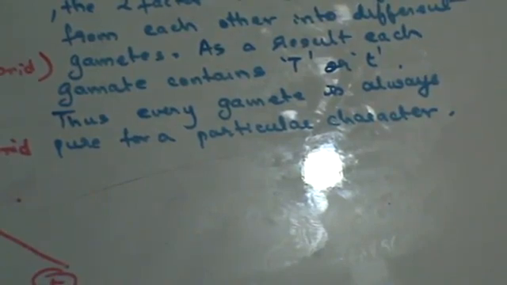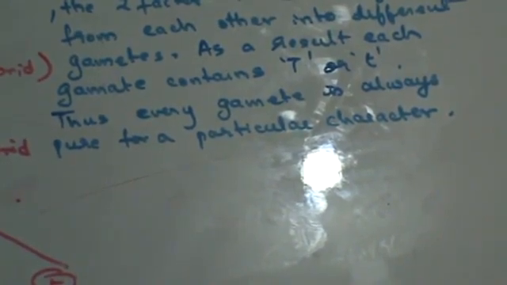Now, the appearance of dwarfness in the F2 generation proves the law of segregation. We did not have this character in the F1 generation, and the fact that it comes back in the F2 generation shows that the two characters did not mix with each other and the gametes were pure. That is the reason why we have the character of dwarfness reappearing in the F2 generation.